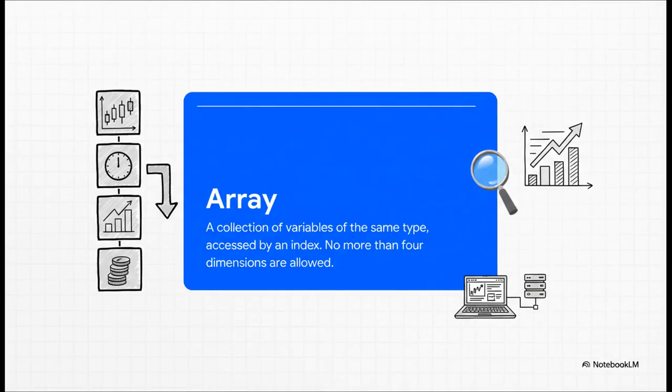Now, for the official definition, MQL5 says an array is a collection of variables of the same type, and that same type part is really important. You can have an array of prices or an array of times, but you can't mix them together. It's the strict, organized structure that lets your code fly through historical data or indicator values or even a list of your open trades.